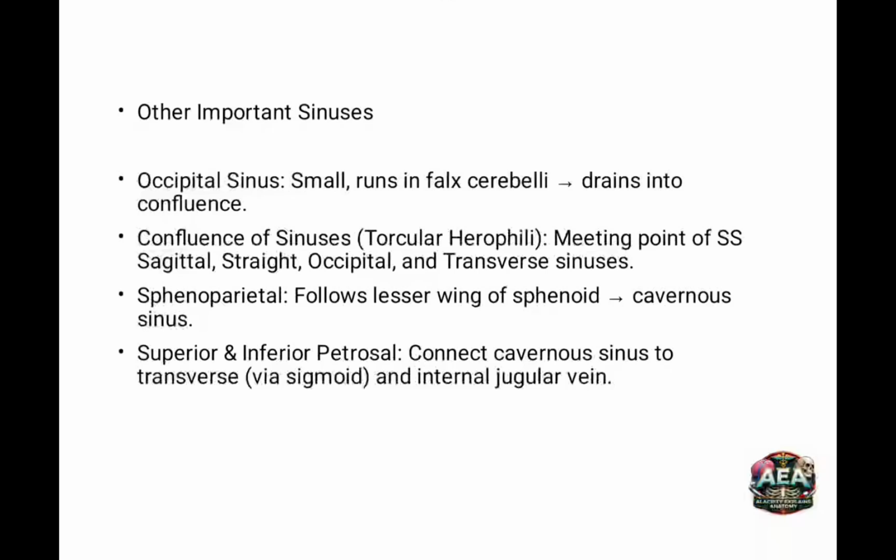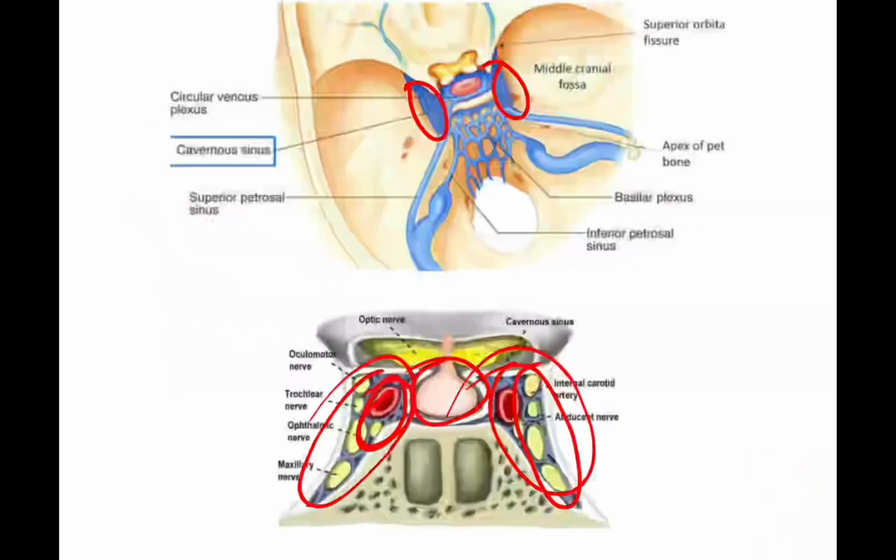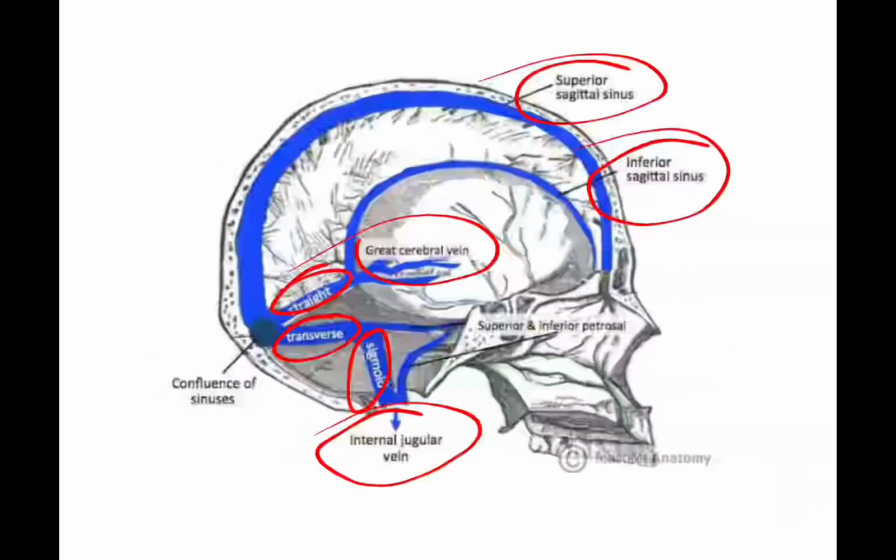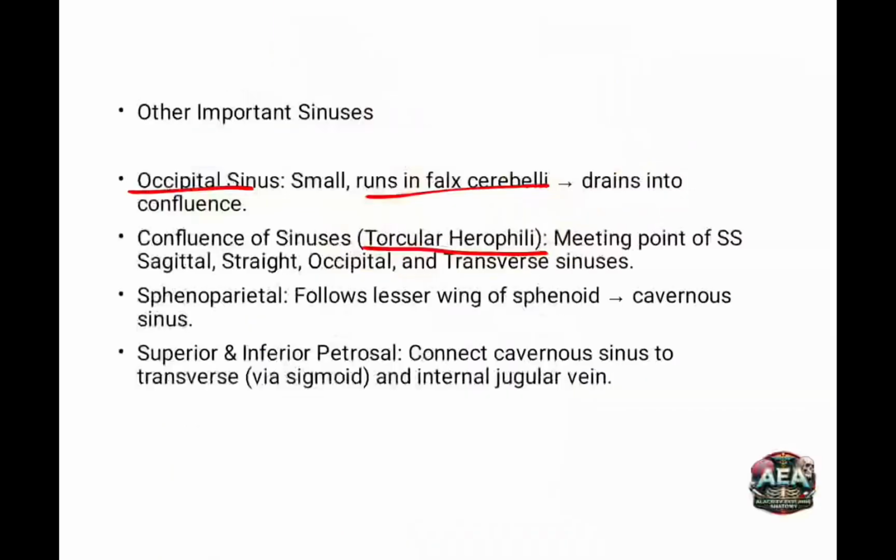So now, looking at other important sinuses, we have the occipital sinus, which is small and runs in the falx cerebelli. It drains into the confluence of sinuses. And the confluence of sinuses is what we call the torcular herophili. It's a meeting point of the superior sagittal sinus, the straight sinus, the occipital sinus, as well as the transverse sinuses. If you look at this image, like we have said here earlier, this is the confluence of sinuses.